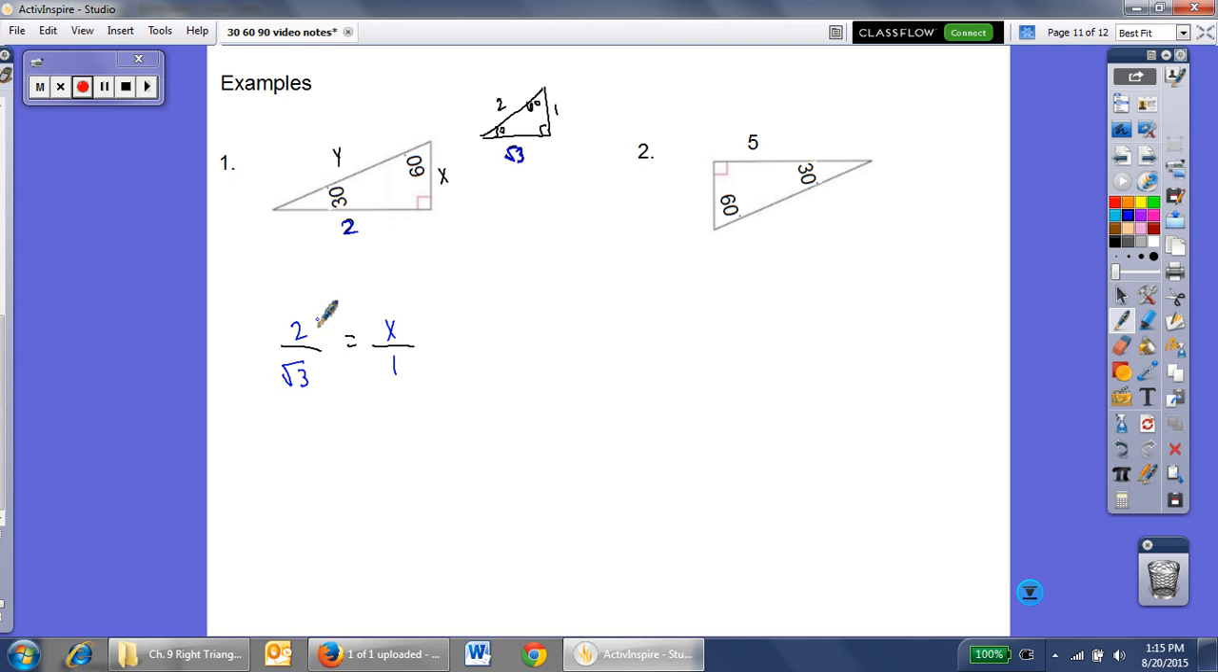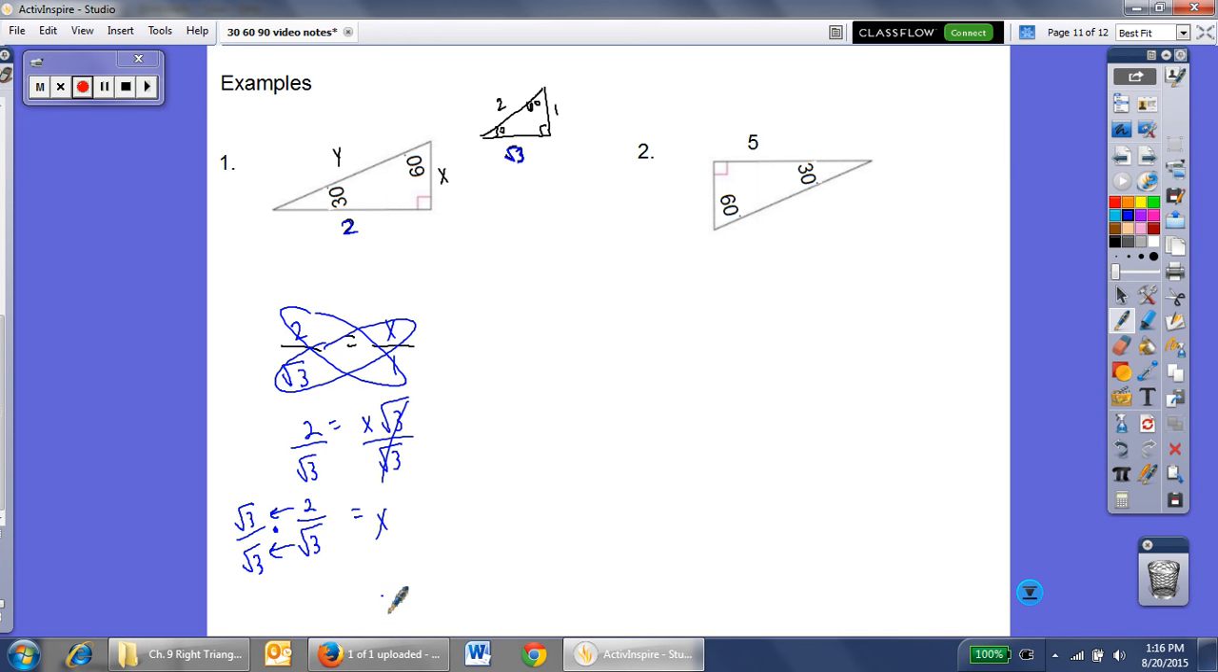Okay, let's solve. So we need to cross multiply. So 2 times 1 is 2. X times square root of 3 is x square root 3. To get the x by itself, we're dividing by square root 3 on both sides. So we get x equals 2 divided by the square root of 3. Simplify more, so we can't have the square root sign on the bottom. So we're going to multiply by the square root of 3 over the square root of 3. And you multiply straight across these fractions. So we get x equals 2 square root 3 over 3. So that is my final answer for x.